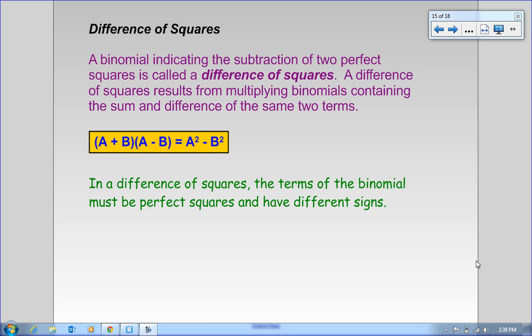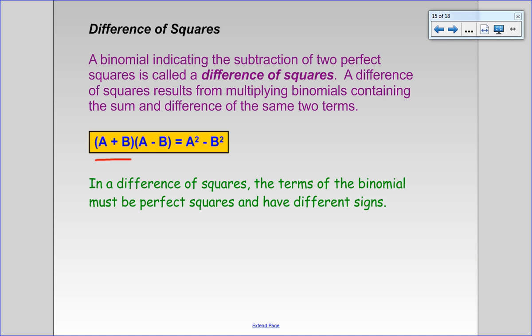A binomial indicating the subtraction of two perfect squares is called a difference of squares. A difference of squares results from multiplying binomials containing the sum and difference of the same two terms. As we can see from the pattern, the quantity a plus b times the quantity a minus b yields the difference of squares binomial a squared minus b squared.